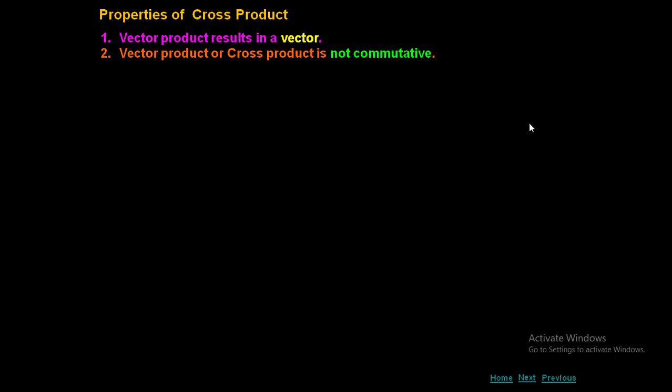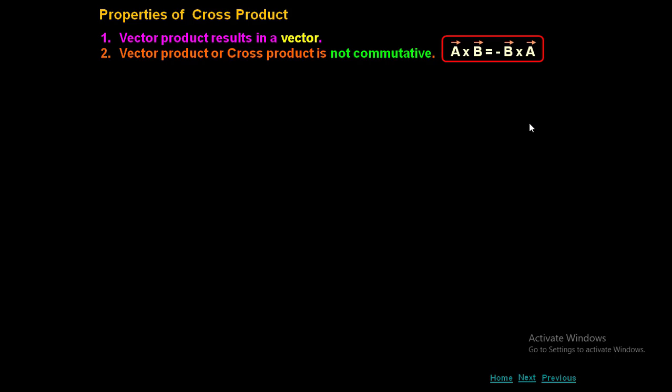Properties of cross product. Vector product results in a vector. Vector product or cross product is not commutative. That means A bar cross B bar is not equal to B bar cross A bar. Because if you see in the previous case, A bar cross B bar is pointing into the screen, and B bar cross A bar is pointing outside the screen. The magnitude remains the same, but the direction is opposite. That's the reason A bar cross B bar is not equal to B bar cross A bar, but it is equal to minus B bar cross A bar.